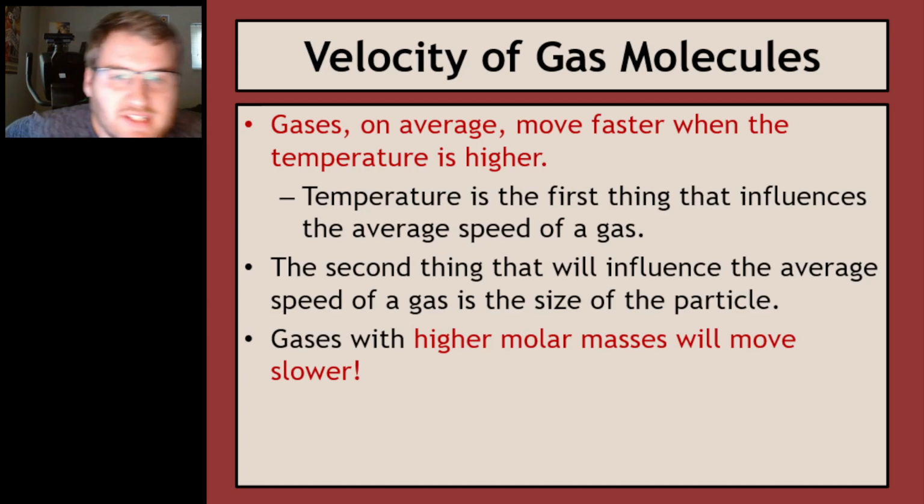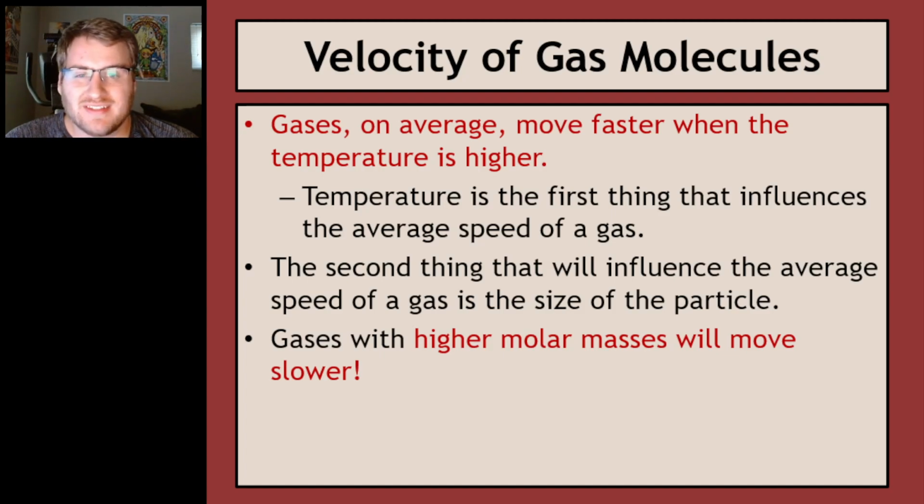The other one we'll talk about today a bit is size. The larger a molecule is, the slower it's going to move. Small things tend to move much faster. Things with higher molar masses will move slower. With the same amount of force, a larger object is harder to move. So if you're decently coordinated, you can probably throw a baseball pretty fast, but you can't throw a bowling ball hardly at all. You can throw a baseball a lot faster than a bowling ball because it's smaller, it has less mass.